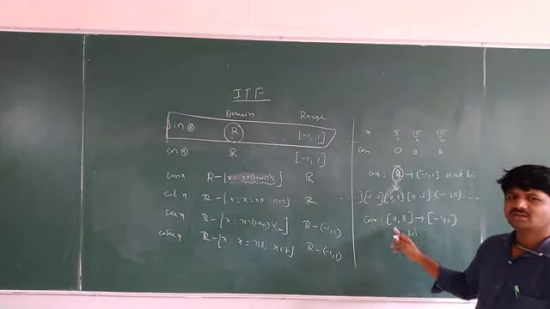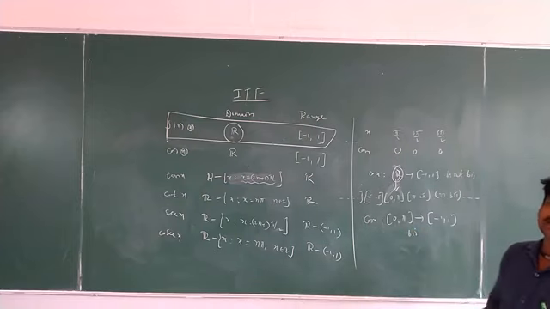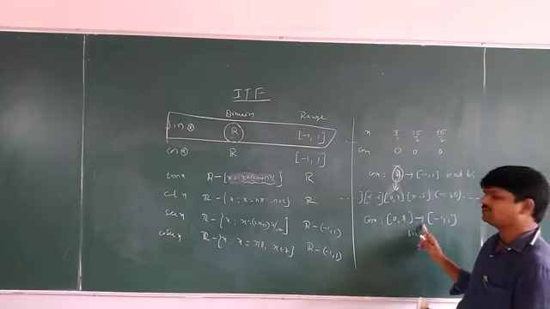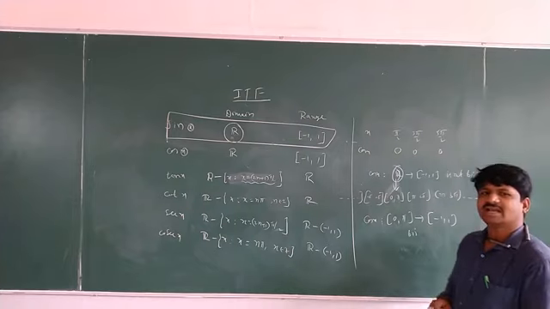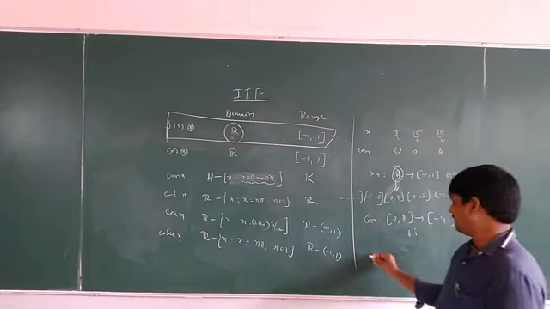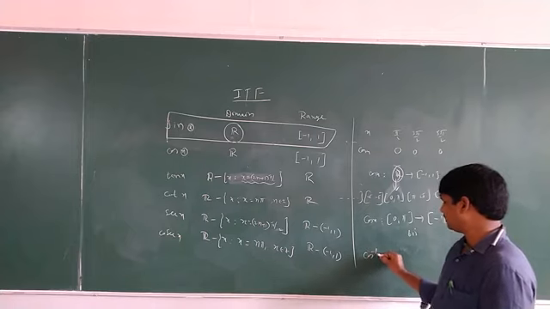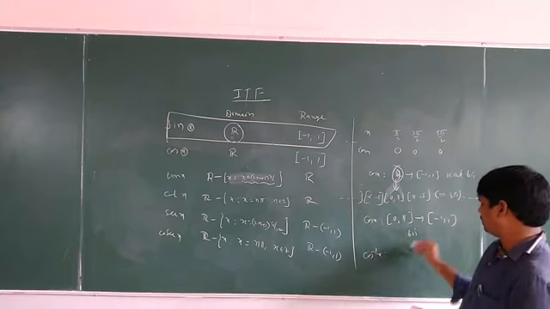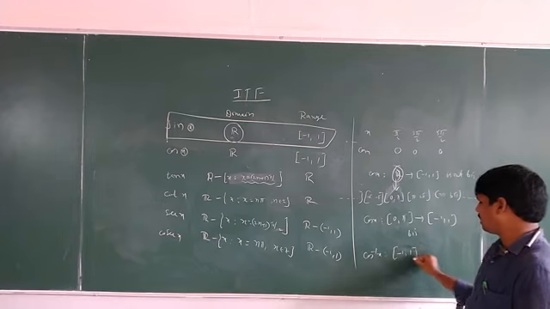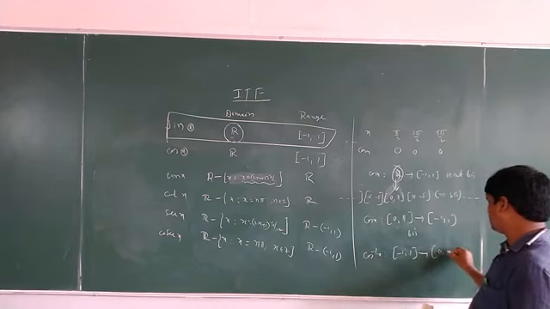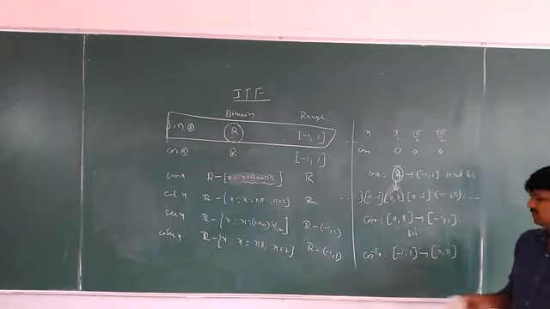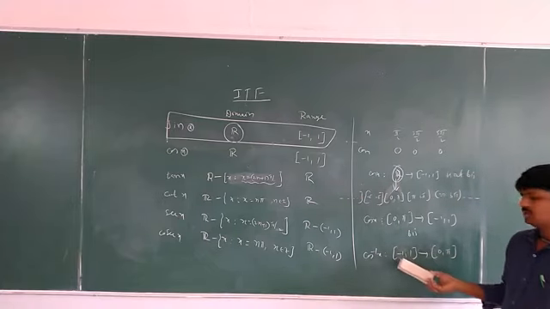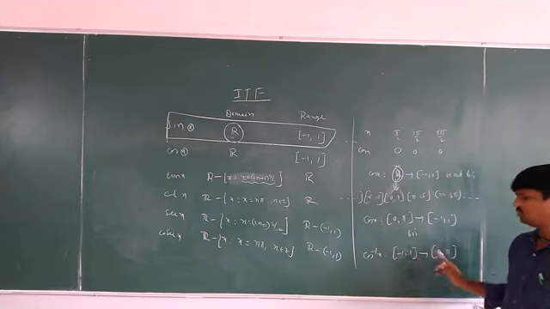Whenever you confirm that this cos function is bijective from closed 0 comma pi to closed minus 1 comma 1, the cos function is invertible. Then we can define cos inverse x. What is cos inverse x? It is from closed minus 1 comma 1 to closed 0 comma pi.